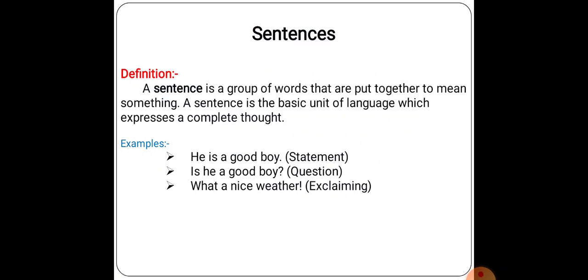He is a good boy. It is an example. It is a statement. Now again, is he a good boy? It is a question. And again, what a nice weather. It is an exclamation. So these all are the types of sentence.